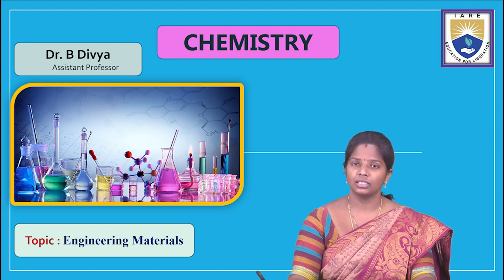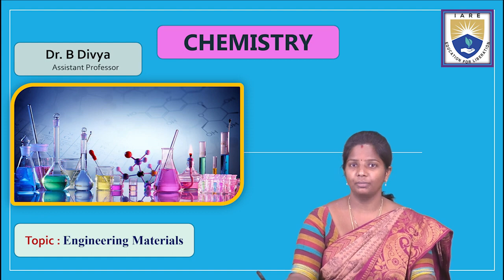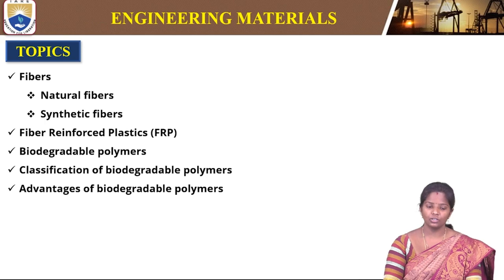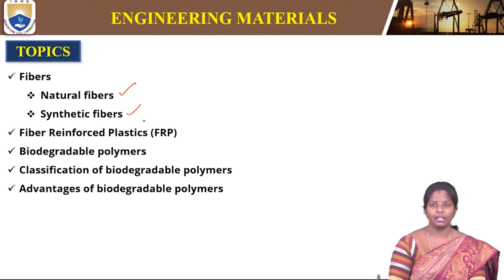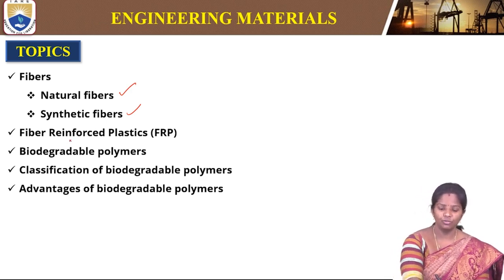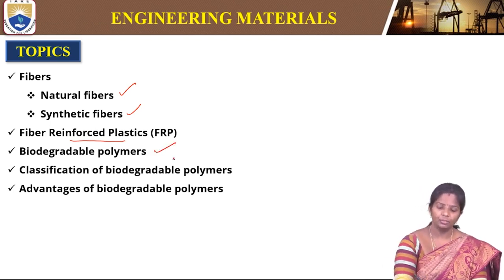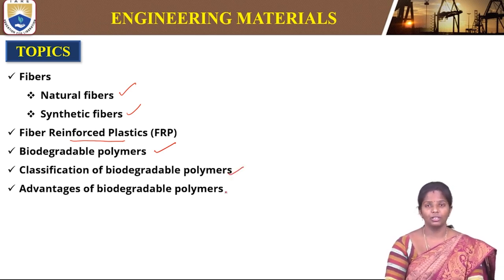So today we will discuss the classification and preparation of fibers and understand the biodegradable polymers in this session as a part of engineering materials. So here are the topics. Fibers. There are two different types of fibers: natural fibers and synthetic fibers. Then fiber reinforced plastics. This is a hybrid composite that is used in many applications. Then biodegradable polymers and their classification. Then advantages of these biodegradable polymers in construction and other applications.